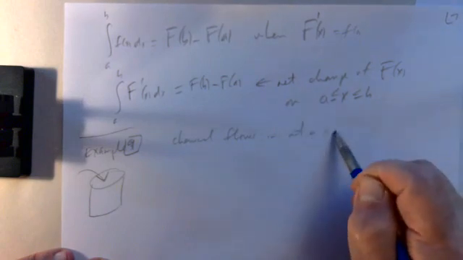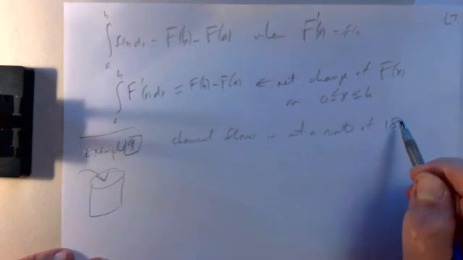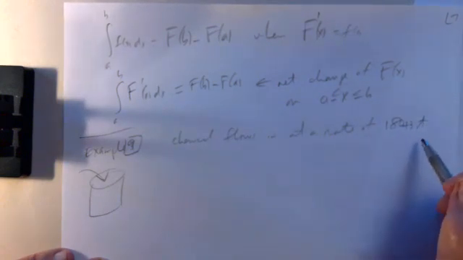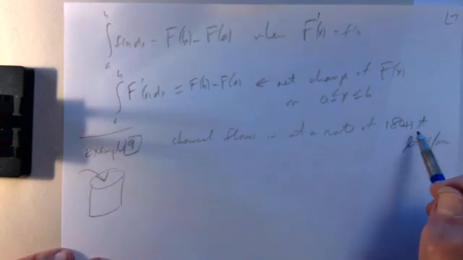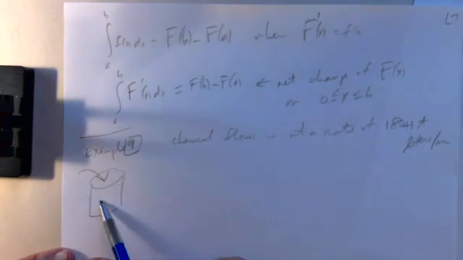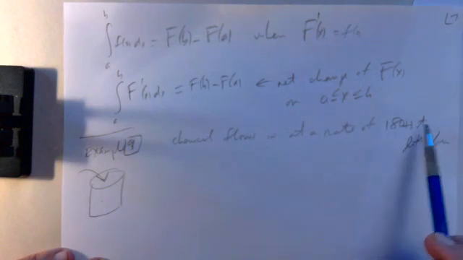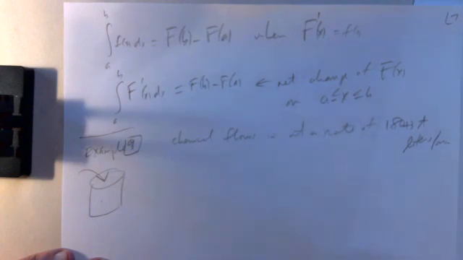At a rate of 180 plus 3t liters per minute. So the rate at which the chemical is flowing into the tank is faster and faster, and at time t, the rate is 180 plus 3t.